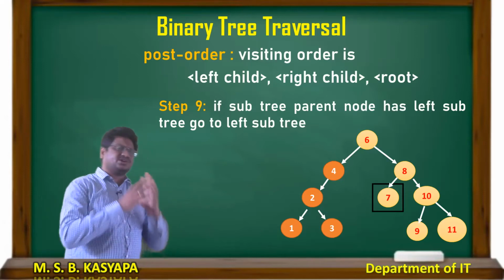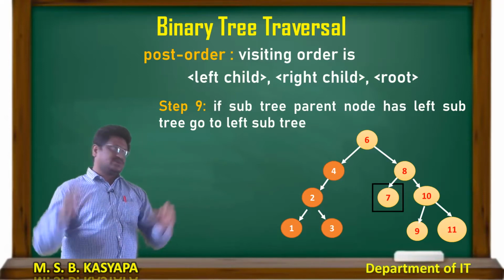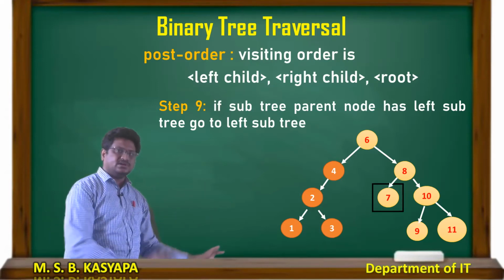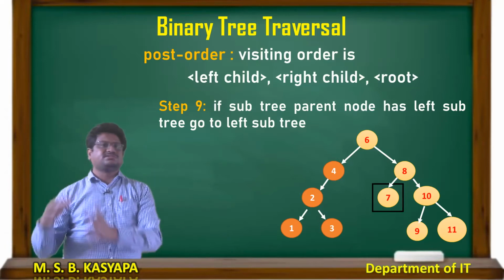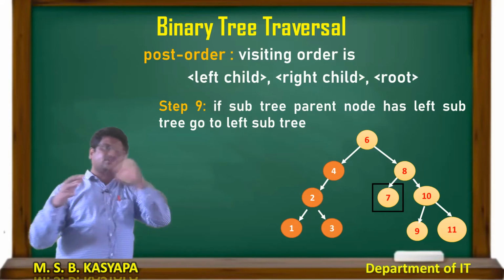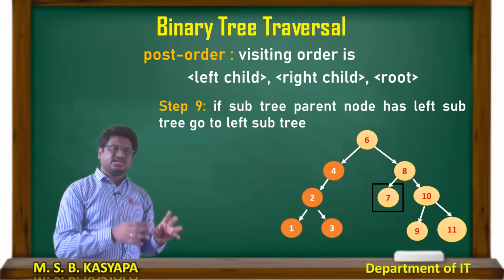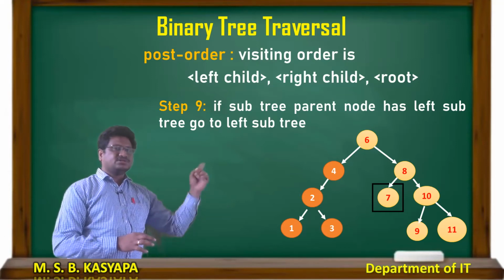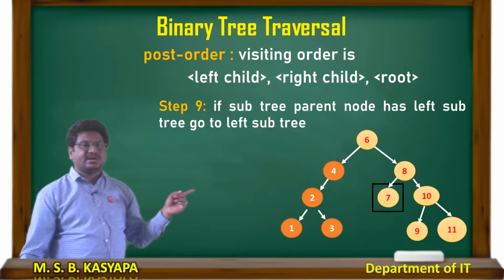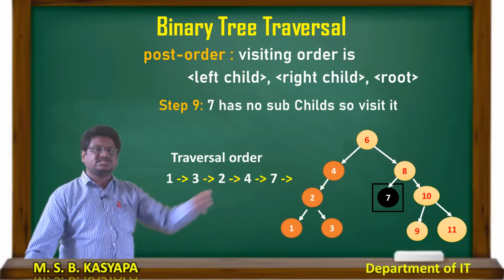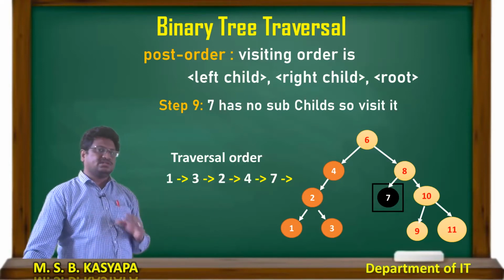This process continuously goes on. First I check whether it has a left subtree or not. If it has a left subtree, I have to visit it. Then I check whether it has a right subtree, and if it does, I have to visit it. After completion of the subtrees, only then will I visit the root node. So in 8, I am checking 7, which is a left subtree. So I have to visit 7. 7 doesn't have any children, so I can directly visit 7. Now my traversal is 1, 3, 2, 4, 7. This is the way I go through the traversal.